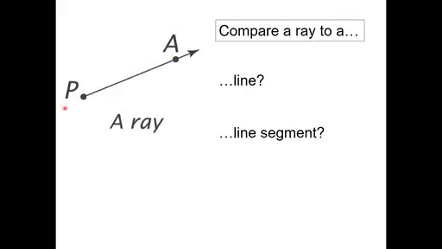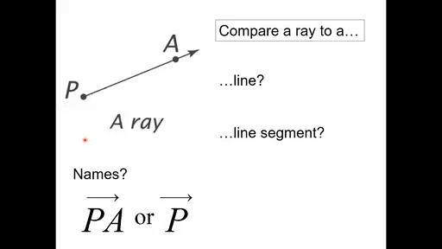Well, with the ray, you've got to be a little bit more careful. This ray, we could name ray PA. As you can see, the important part is to name the endpoint in there somehow. And if you're going to use 2 letters, the endpoint has to be first. Had I labeled this AP, it would suggest starting at A and running through P forever.